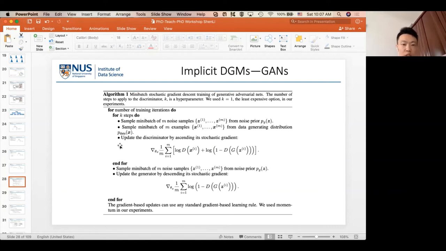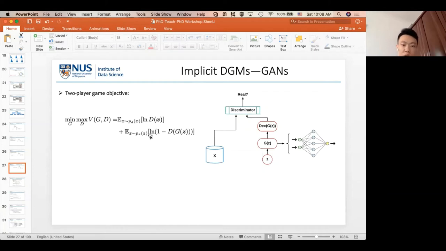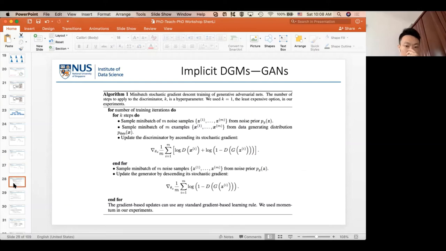So here is the specific of the algorithm. The algorithm is called the mini batch stochastic gradient descent training of GANs. What we have to know is the number of steps to apply to the discriminator, because you actually alternate between the discriminator and the generator during the optimization of this function. You alternate the role, and so you have to specify how many steps you take for the discriminator and how many steps you take for the generator. Here, people would use k equals 1, and so this is the least expensive option for the discriminator. And as for the generator, people just take one step.